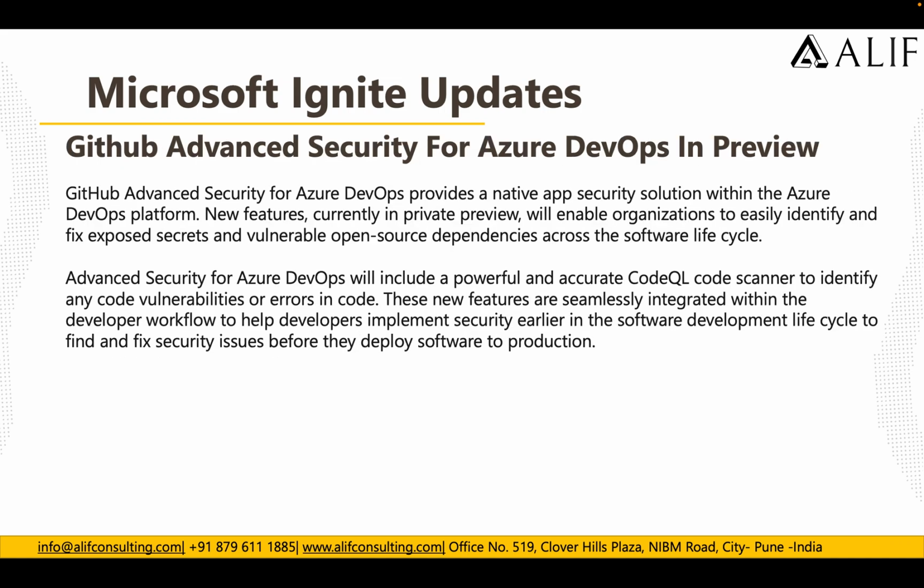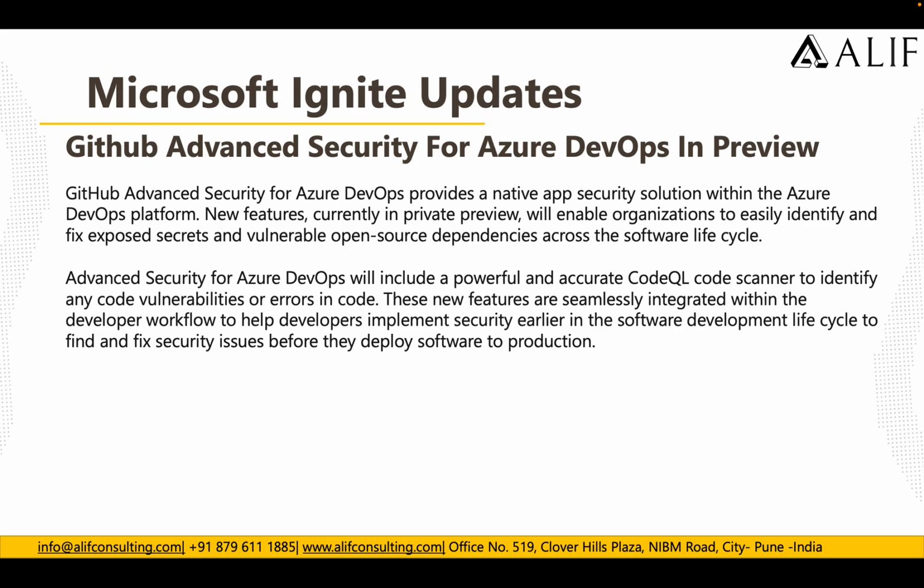The next update which we have is for GitHub. Now GitHub Advanced Security for Azure DevOps is currently in preview. GitHub Advanced Security for Azure DevOps provides a native app security solution within the Azure DevOps platform. New features currently in preview will enable organizations to easily identify and fix exposed secrets and vulnerable open source dependencies across the software lifecycle.